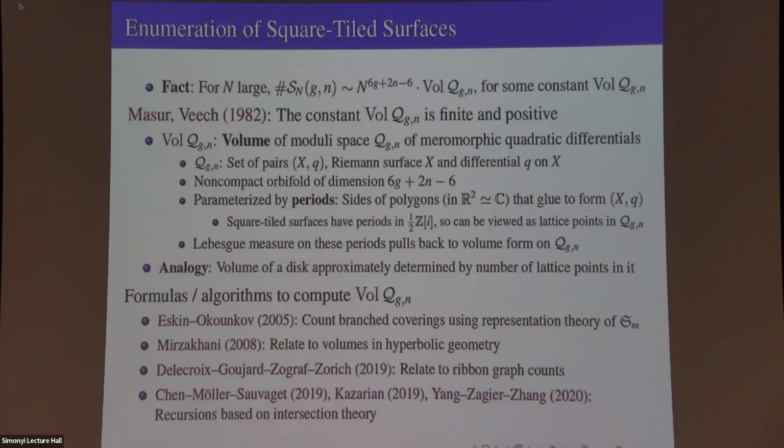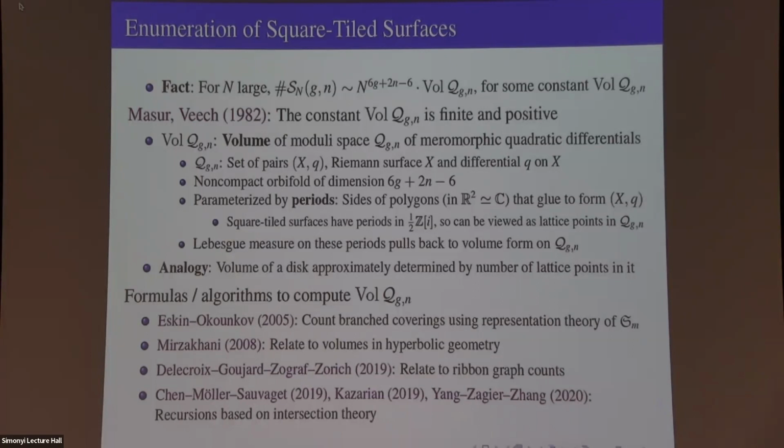It's the volume of a moduli space with respect to a certain Lebesgue measure. I'll say what I mean in a moment. It's a theorem which goes back to Veech and Masur back in 1982 that this volume is finite and positive. Neither end of that is particularly trivial, but the finiteness is maybe the harder point.